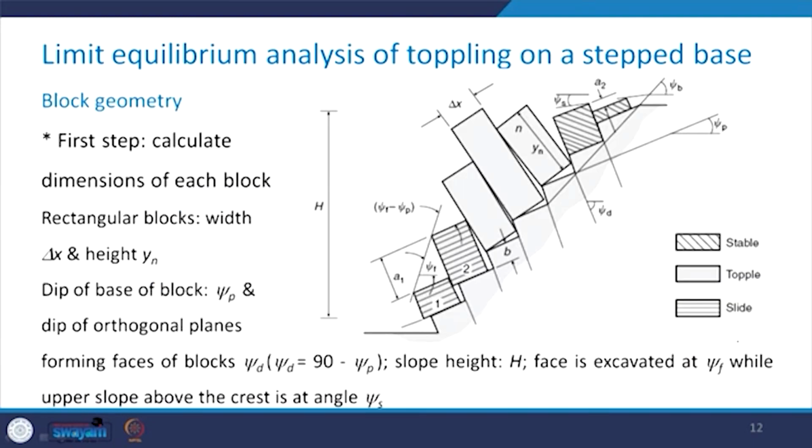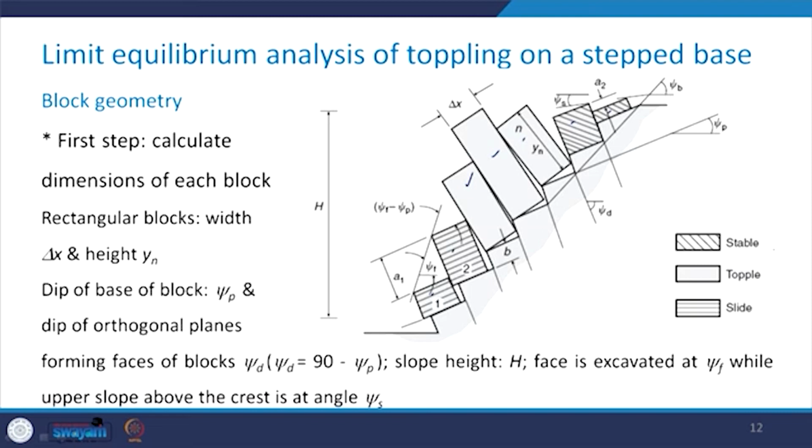So, coming first to the block geometry, you can see here that there is a figure which has the slope face and these columns, and the toppling failure has been shown here.